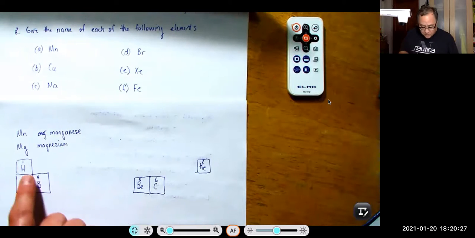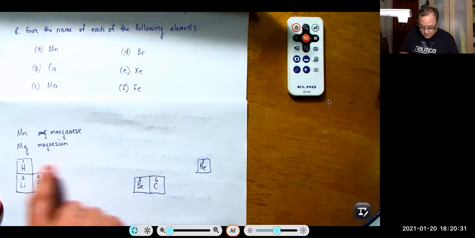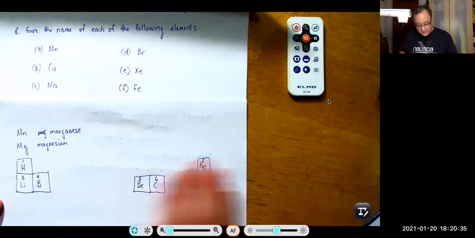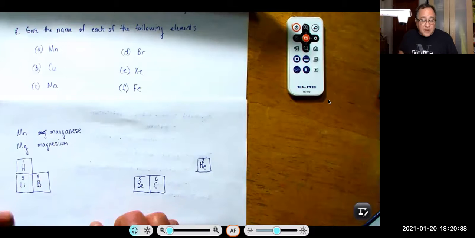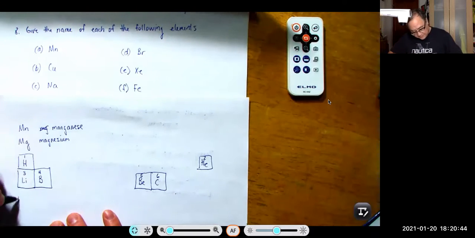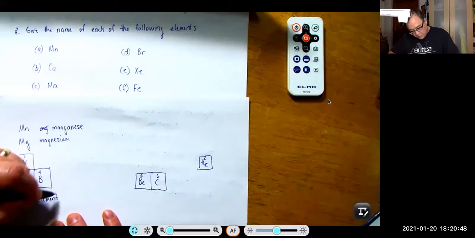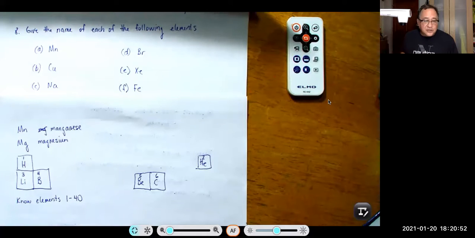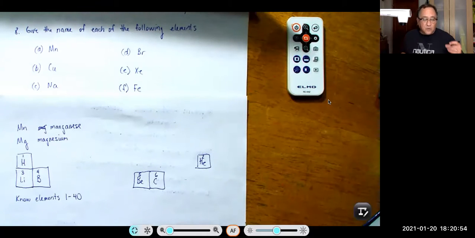So what I'm trying to show you is that when you look at the periodic table, it's arranged by the number on top, 1, 2, 3, 4, 5, 6, and so forth. It gets a little hinky towards the bottom where it kind of skips around. So I'm going to say that you should know elements 1 through 40.